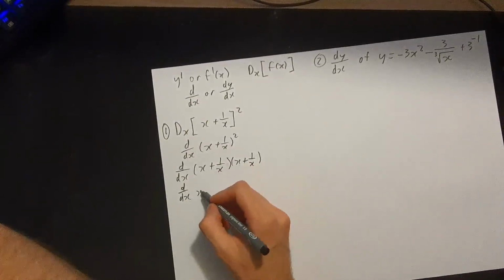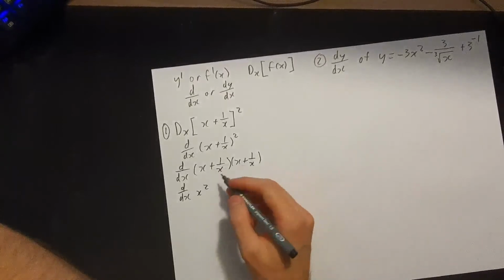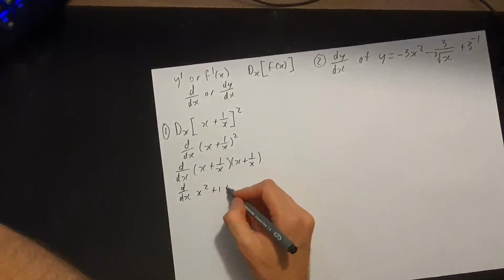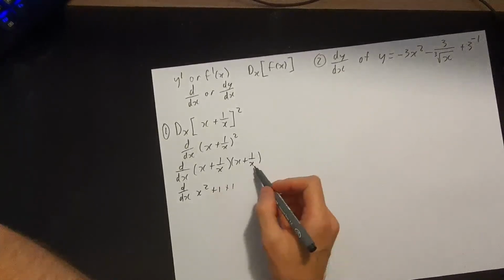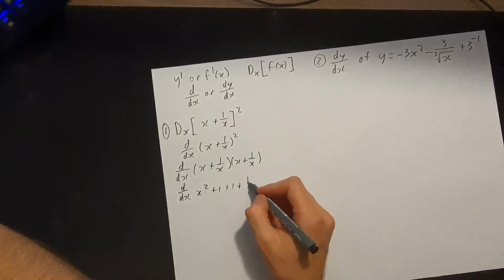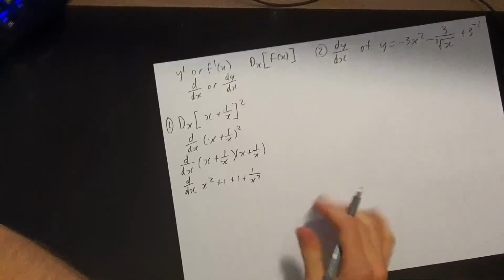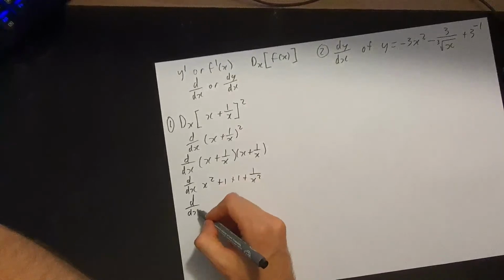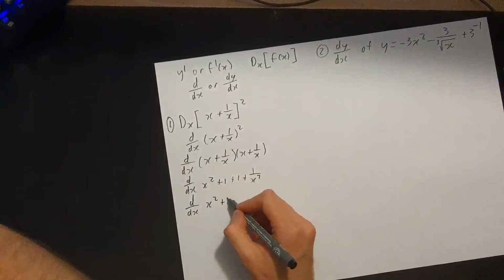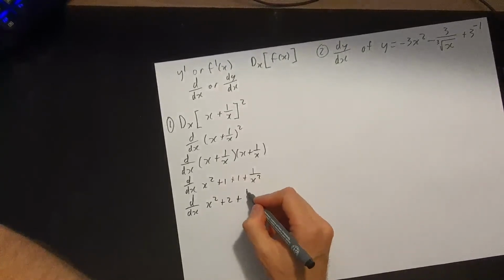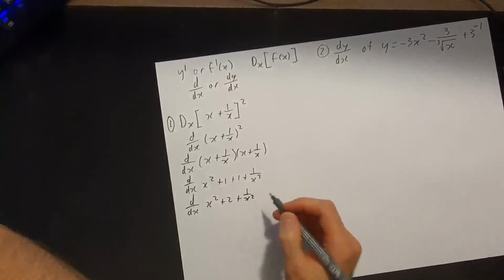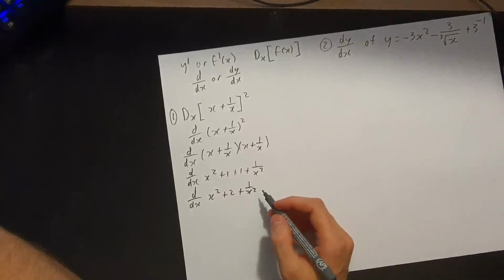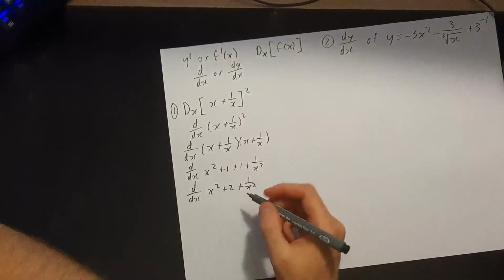x times x is x squared. x times 1 over x is just plus 1. 1 over x times x is plus 1. And then 1 over x times 1 over x is plus 1 over x squared. So we're looking for the derivative of x squared plus 2 plus 1 over x squared. Now to make life easier, let's take that up and make it a negative exponent so we can do the derivative a lot easier.